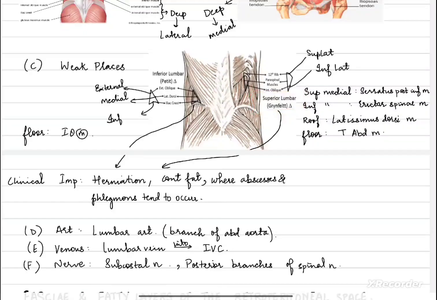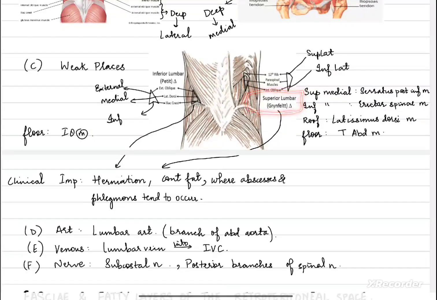What are the borders of this triangle? Petit triangle, it is located here. According to this, laterally or externally there is external oblique muscle. Medially there is latissimus dorsi muscle. See, medially this is latissimus dorsi. Laterally there is external oblique muscle, and inferiorly there is iliac crest. External oblique, latissimus dorsi and iliac crest. Fine. And the floor is covered by internal oblique muscle.